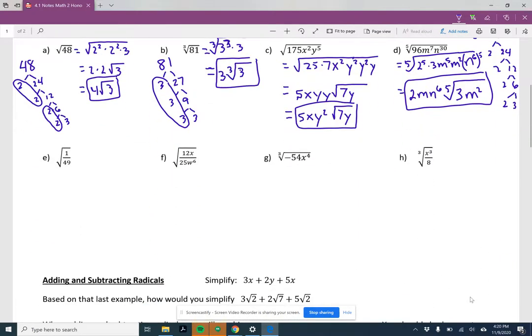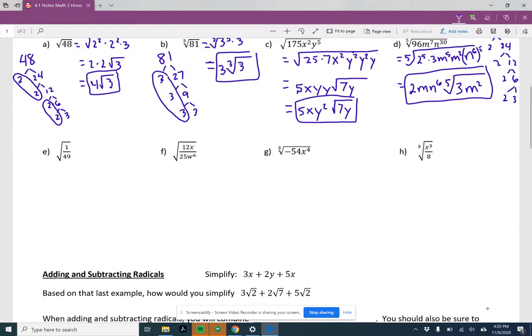Okay, square root of 1 over 49. Let's use our properties. That's the square root of 1 over the square root of 49. Square root of 1 is 1, square root of 49 is 7, and we are done. Just that simple. Okay, next one.